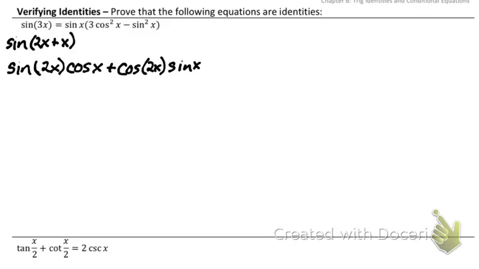Now I have double angles. Now I have sine of 2x and I have cosine of 2x. We're going to go ahead and rewrite both of those. So I'm going to rewrite sine of 2x using our double angle identity, which would be 2 times sine x cosine x. And don't forget about that cosine that's still hanging outside there.